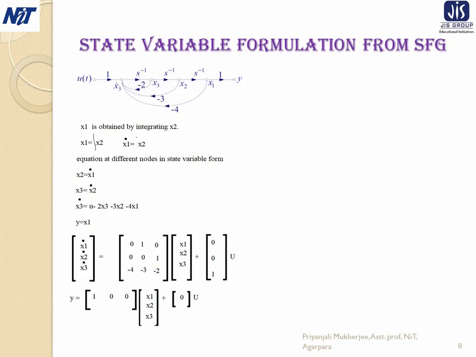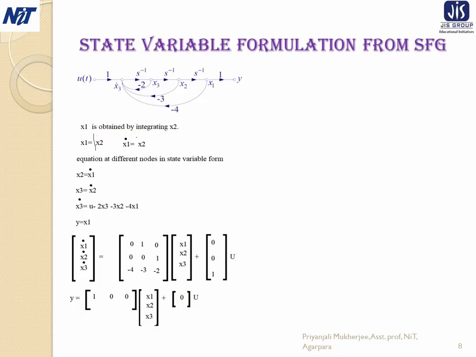So we can write the equation at different nodes in the state variable form. So x1 dot becomes x2, and x2 dot is equal to x3, and x3 dot is equal to u minus 2x3 minus 3x2 minus 4x1, and the last one is the output y, and that is equal to 1 into x1, because 1 is the transmittance over here. So from these 4 equations we can write the state equation and the output equation from the general form of the state equation and output equation.